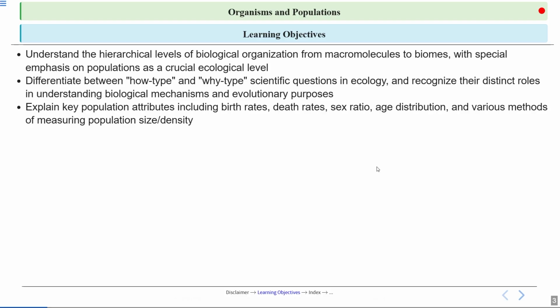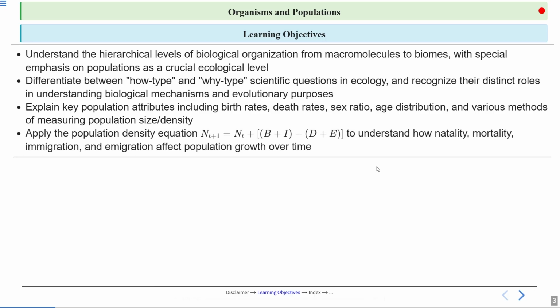Next, we will understand key population attributes, meaning the features of the population. Within this, we'll talk about birth rate, death rate, sex ratio, age distribution, and various methods of measuring the population size or population density. Then we will apply the population density equation to understand how natality, mortality, immigration, and emigration affect population growth over time.